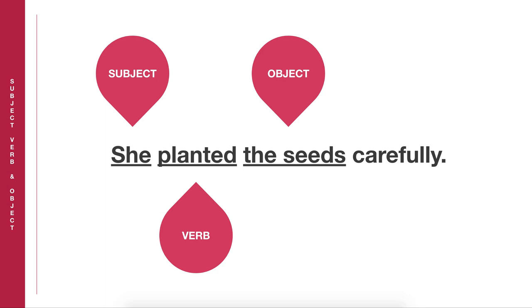Now, the reason why she is the subject is because she is the one doing the planting. She is the one doing the verb. The seeds in this case are being acted upon, therefore they are the object.